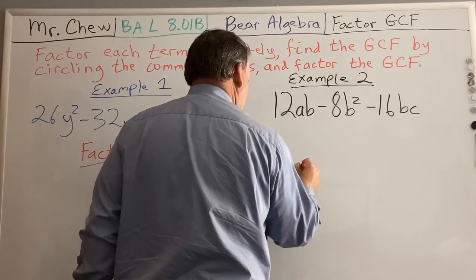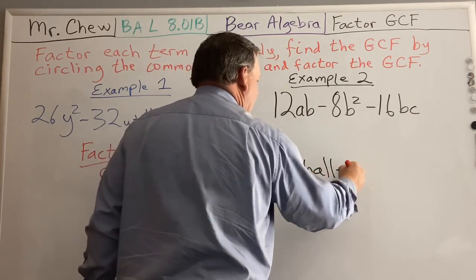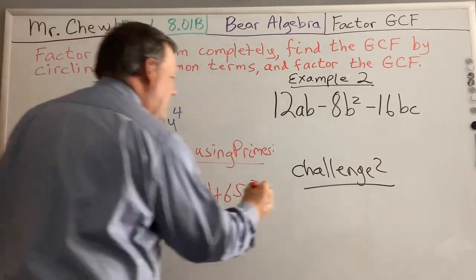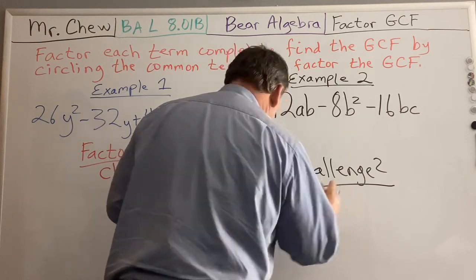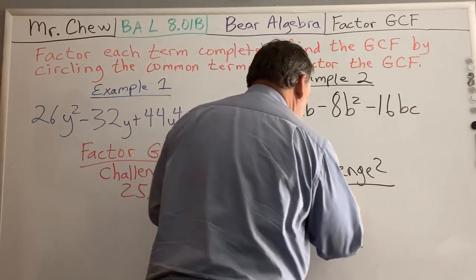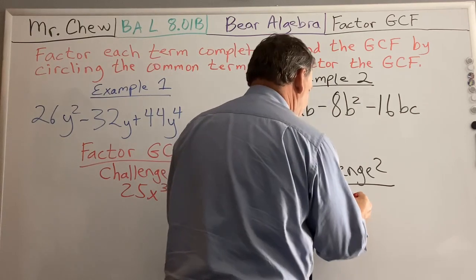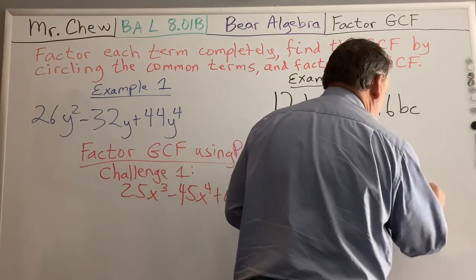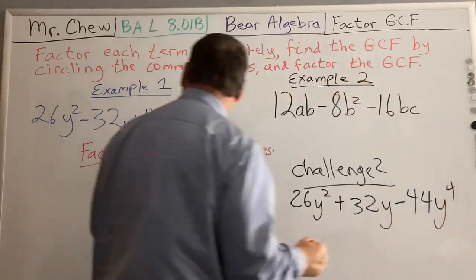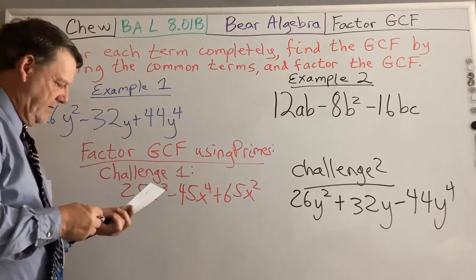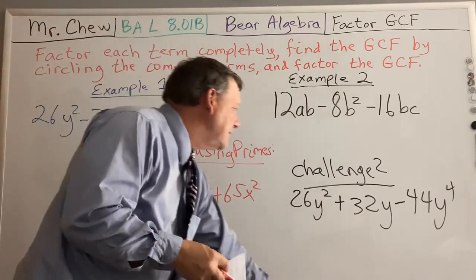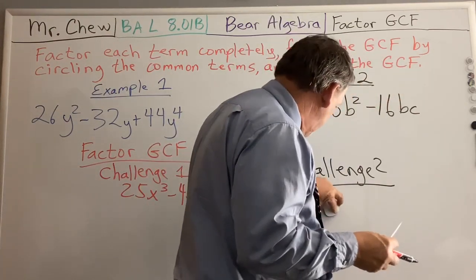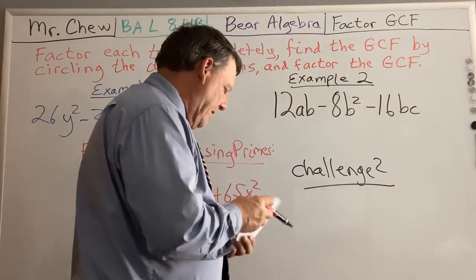Challenge 2. So challenge 2 is 26y squared plus 32y minus 44y to the fourth. That's the same one as this one, isn't it? Can't have that one, so that's not challenge 2. Sorry about that, I rearranged these. So let me get the fourth problem that has not been used.